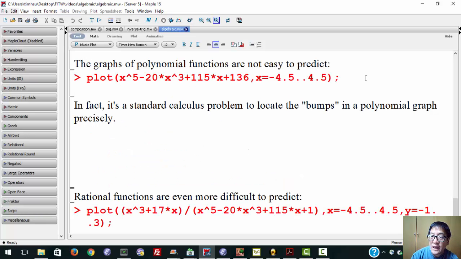And to see what the graph of a polynomial function looks like, well, it's not easy to predict. So here's one: x to the fifth minus 20x cubed plus 115x plus 136. And what is this going to look like? I have to say, if I hadn't worked out this example beforehand, I would have no idea. But here's what it looks like.